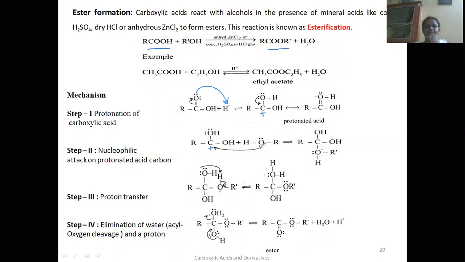This will provide electrons. So this oxygen will be attracted towards this electron deficient carbon, which is in need of electrons. So this is forming a bond with this carbon here. Which is forming the bond? This oxygen of the alcohol is forming a new bond with this carbon.